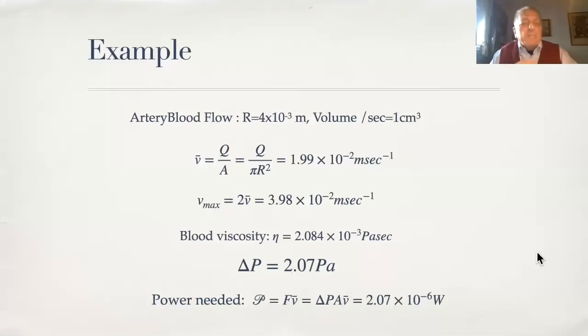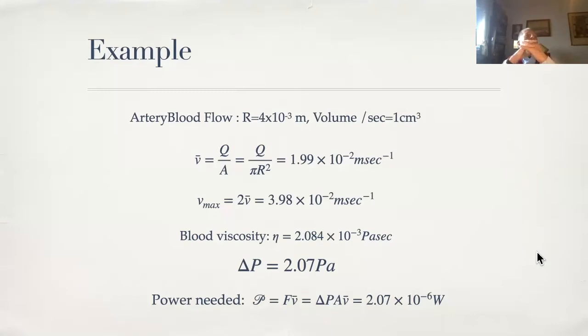I have a simple example which refers to the numbers. The typical cross-section of an artery in our body is about 10 to the minus 3rd meter, and the volume per second is about 1 cubic centimeter. So the average velocity in our blood vessels is about 10 to the minus 2nd meters per second.